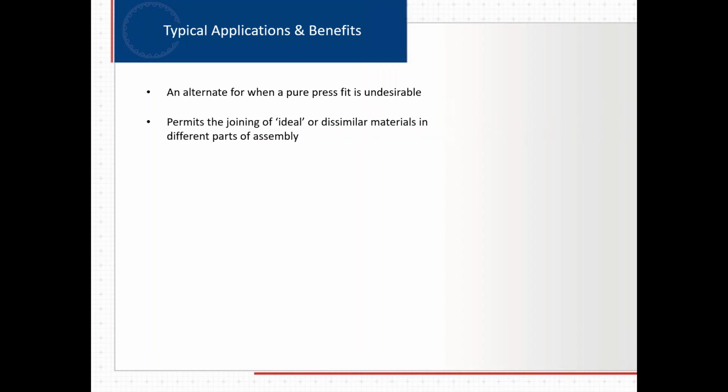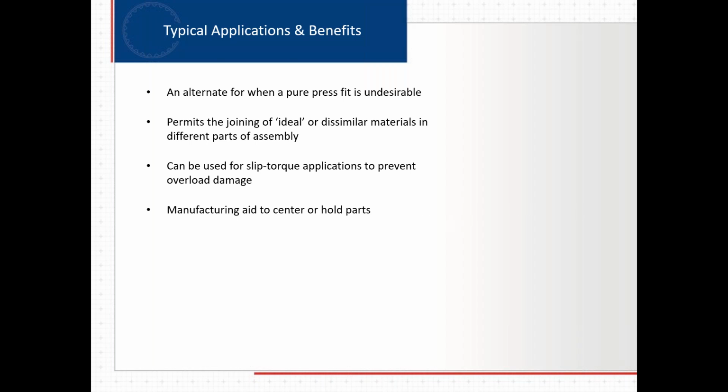They're a good alternate for when a pure press fit is undesirable, and they permit the joining of dissimilar materials in different parts of an assembly. They can allow for slip torque applications to prevent overload damage, acting almost like a torque circuit breaker, where slippage won't occur until it goes above a certain amount of torque hold, and then when the torque drops below that point, the tolerance ring will again engage and act to transmit torque.